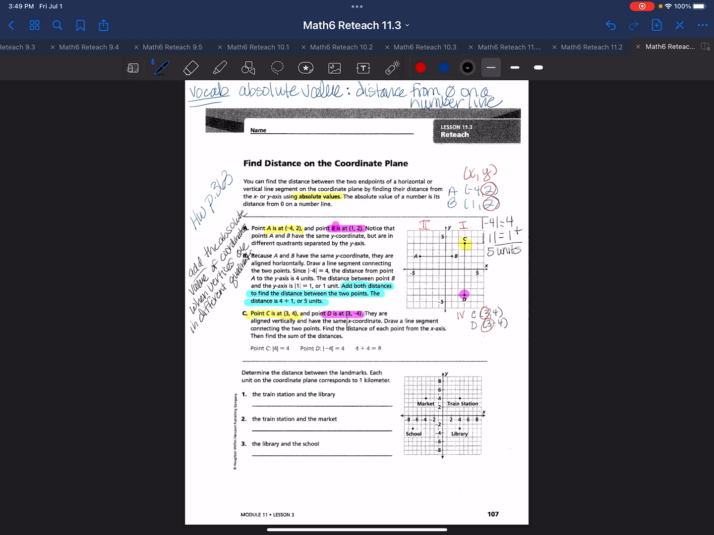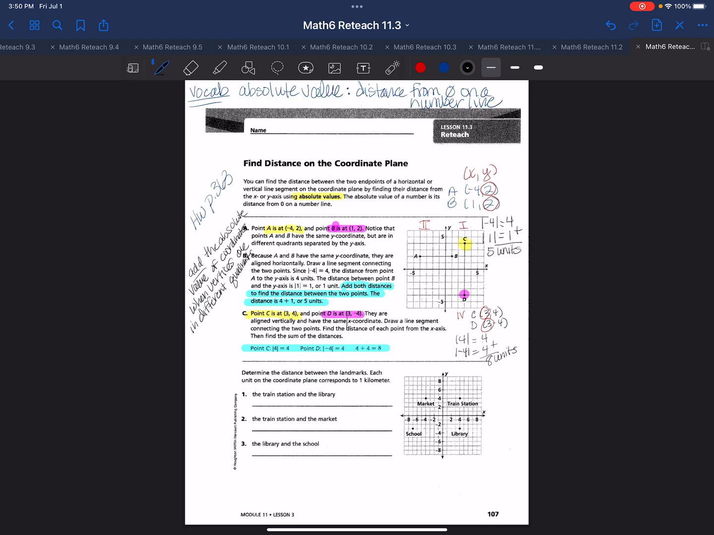So I have the absolute value of 4 and the absolute value of -4. So the distance from 0 would be 4, and then I add them together and I get 8 units. So the distance of each point from the x-axis, then I would go ahead and find the sum of that, and I would get 8 units. So let's look at this strategy again on a few more examples below in questions 1, 2, and 3.